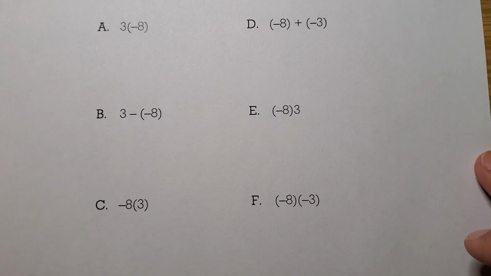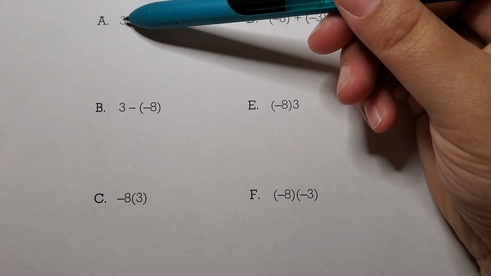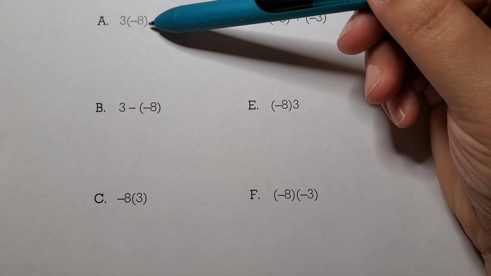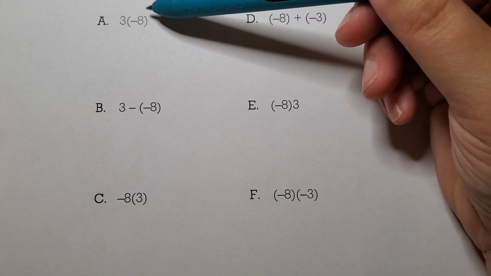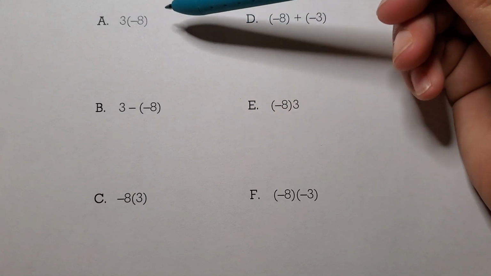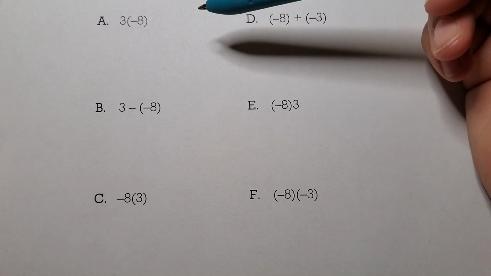So I have 6 problems here. The first one, we have 3 and then a -8 in parentheses. Whenever I have parentheses, I look to see if I'm doing any operations inside, and I think in all of these problems, they're just individual numbers. So there are no operations to do inside the parentheses.